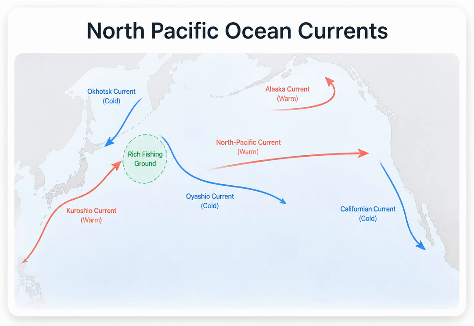As the north equatorial current hits the Philippines, it turns north to form the warm Kuroshio current. Meanwhile, from the north, the cold Oyashio and Okhotsk currents flow down past the Kamchatka Peninsula and Japan. Where these warm and cold currents meet creates one of the world's richest fishing grounds. The Kuroshio then moves east under the influence of the westerlies as the North Pacific Current. When it hits North America, it bifurcates. The warm Alaska current goes north, and the cold Californian current goes south, completing the gyre.